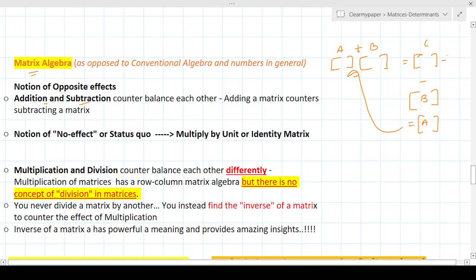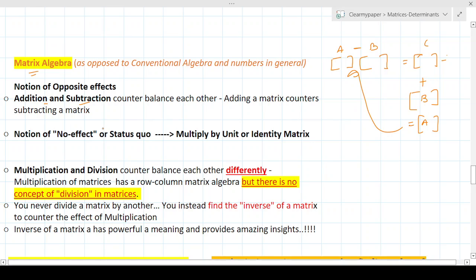Similarly, with subtraction, I do the same thing. If I was subtracting instead of adding, and I want to have the opposite effect, then I add over here and get the same effect. That's what we do.